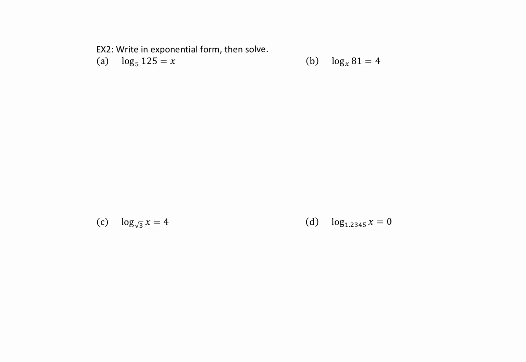So for example, if I had in part A log base 5 of 125 is equal to x, well, it's kind of hard for me to see what that x value is. But if I translate this back to exponential form, the base is 5 and the exponent is x. So this is going to be base 5 exponent x equal to 125. And you could probably see that x has to be 3.